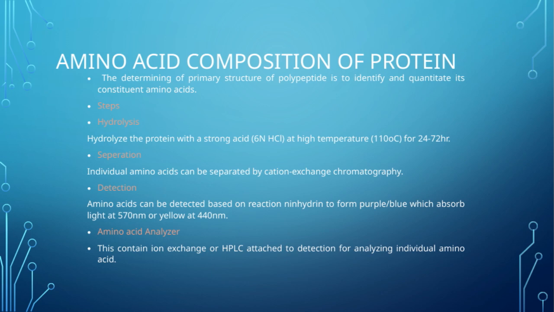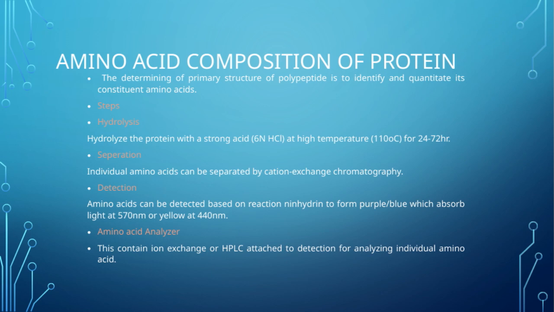After separation, detection becomes crucial. We typically detect amino acids through a reaction with ninhydrin, which produces a color change, either purple or blue, absorbing light at 570 nanometers, or a yellow color absorbing at 440 nanometers. This colorimetric detection helps us quantify the amino acids present.